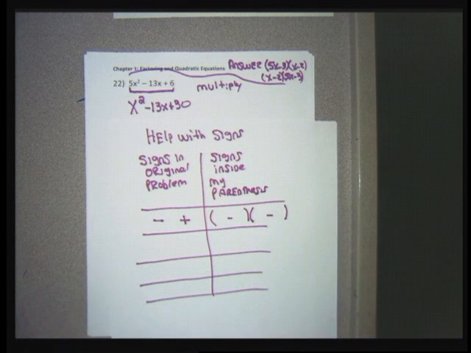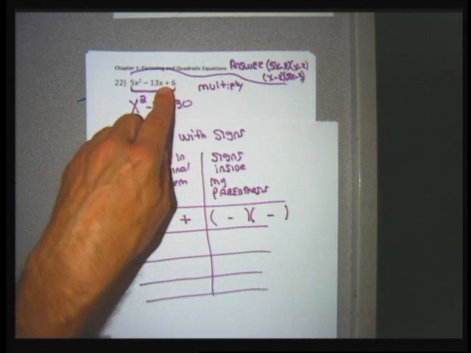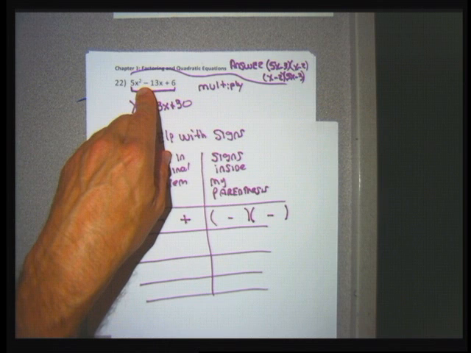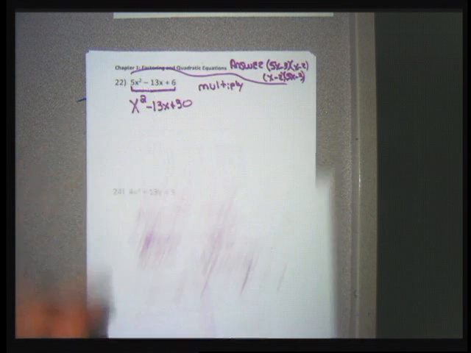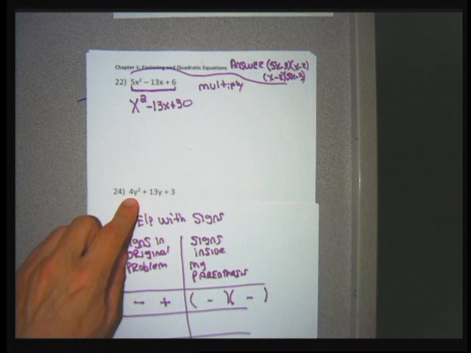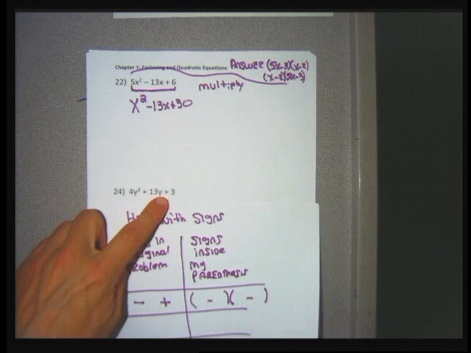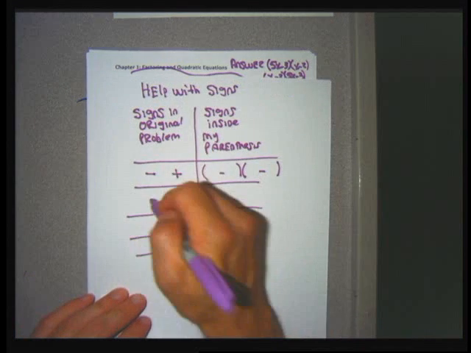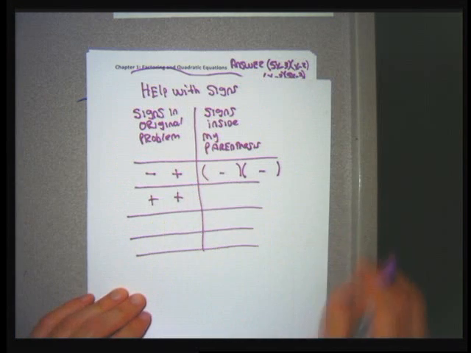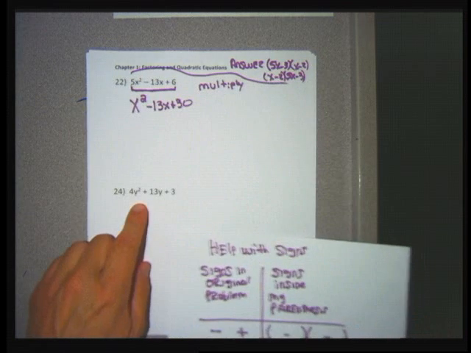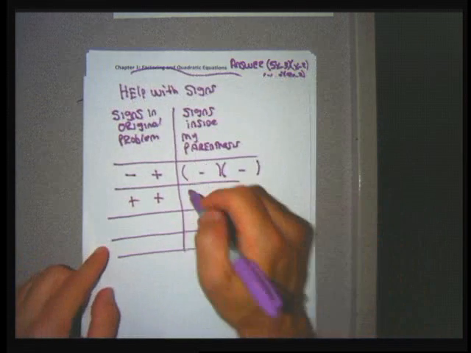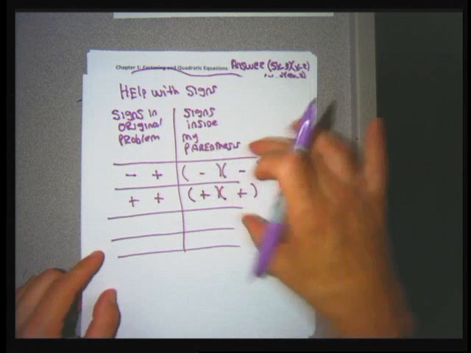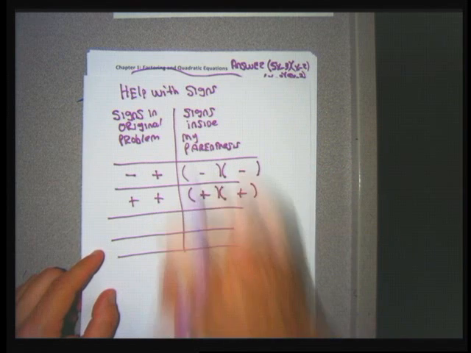One of my students says, if the second sign is plus, both the signs are the same, and you refer to the first sign. The second problem on this page, 4y squared plus 13y plus 3, is nothing but pluses. I'd say the signs in the original problem are plus and plus, and when the signs in any problem are nothing but pluses, you have no choice but to put pluses in your answer. There's no room for minuses.